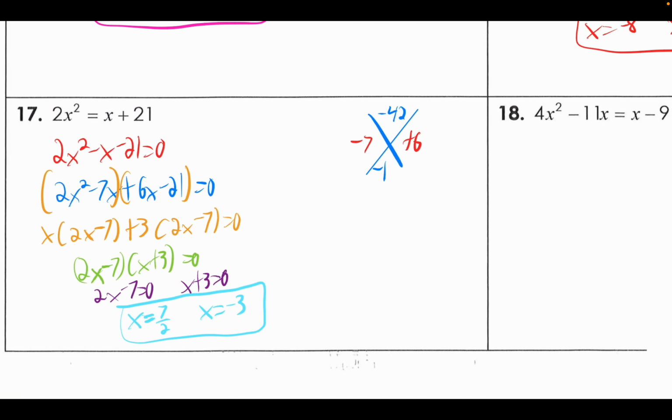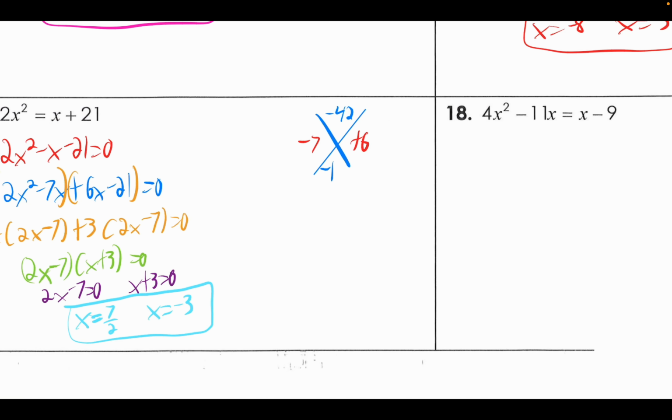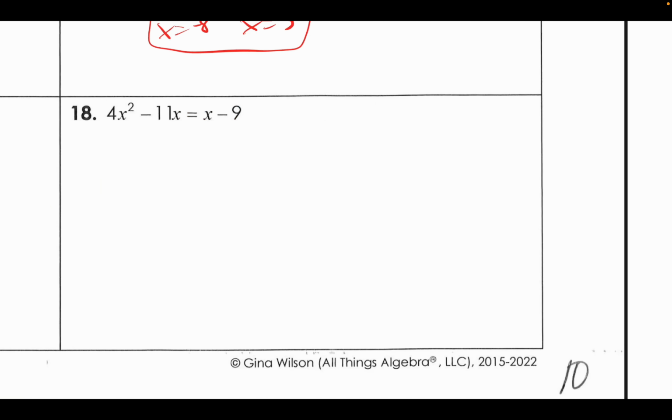Moving on to number 18, I would subtract x and add 9 to get everything on one side. I get 4x squared minus 12x plus 9 equals 0. There is no GCF of all three terms, so I go ahead and make the x, and 4 times 9 is 36, and I end up getting negative 12. And I had to think of what are two negatives that would multiply to 36 and add up to 12, and the answer is 6 and 6. And so I have 4x squared minus 6x minus 6x plus 9 equals 0.